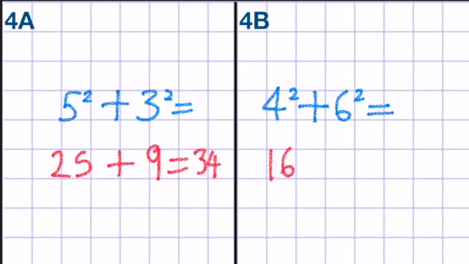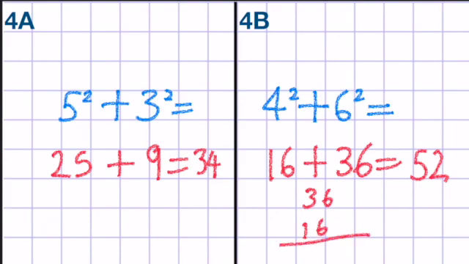4 squared is 16. And 6 squared is 36. So you might need to do the column method. 30 add 10 is 40. 6 add 6 is 12. So the answer is 52. And I'll just show you that if you're puzzling. 6 add 6 is 12. Yeah, 52. And anybody who is wondering about 25 add 9, if you do 25 add 10, that's 35, and then take away 1, that's 34.